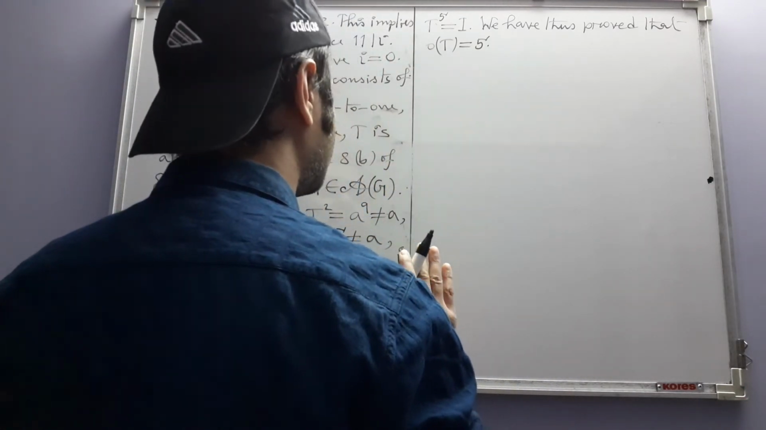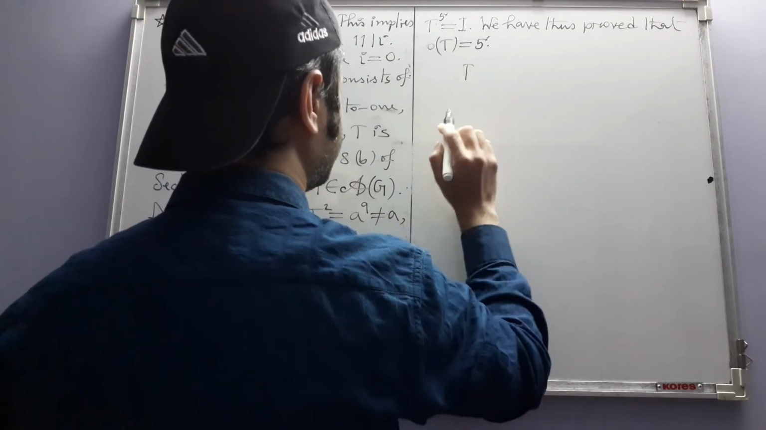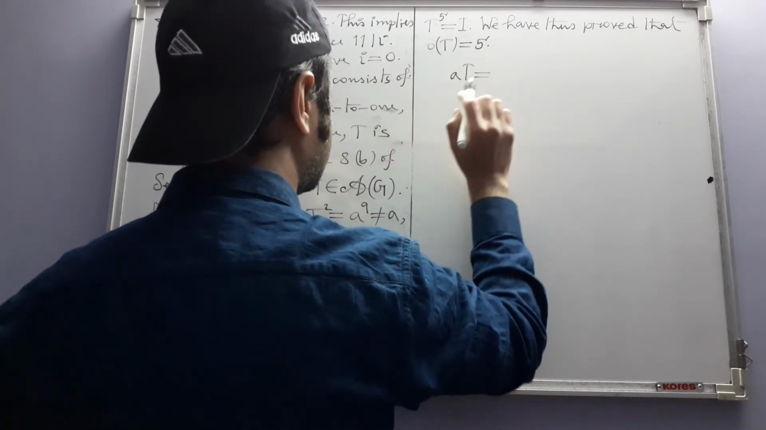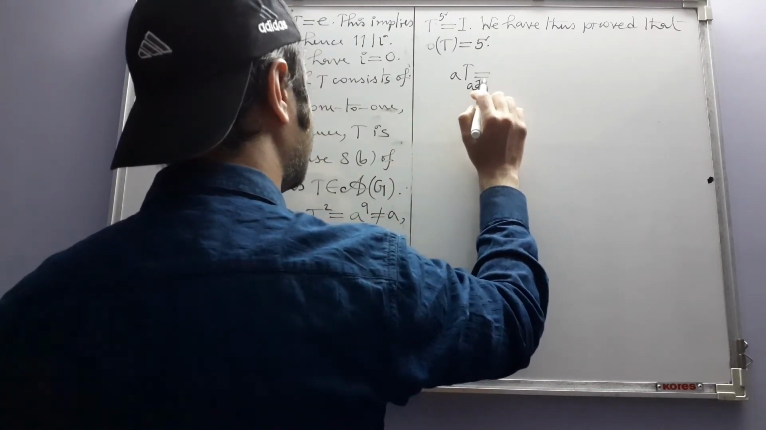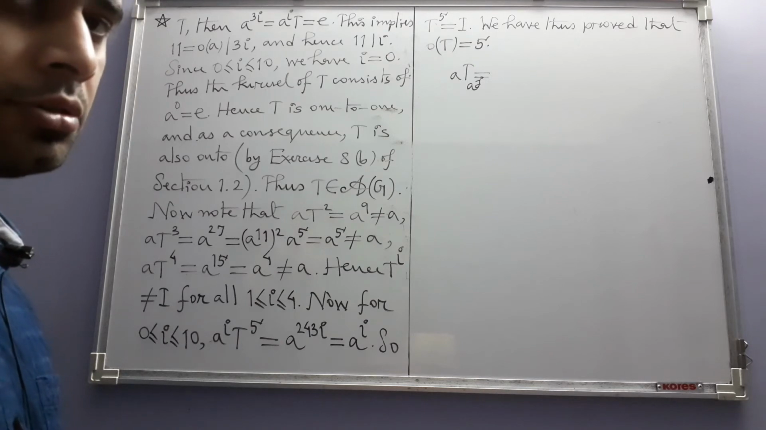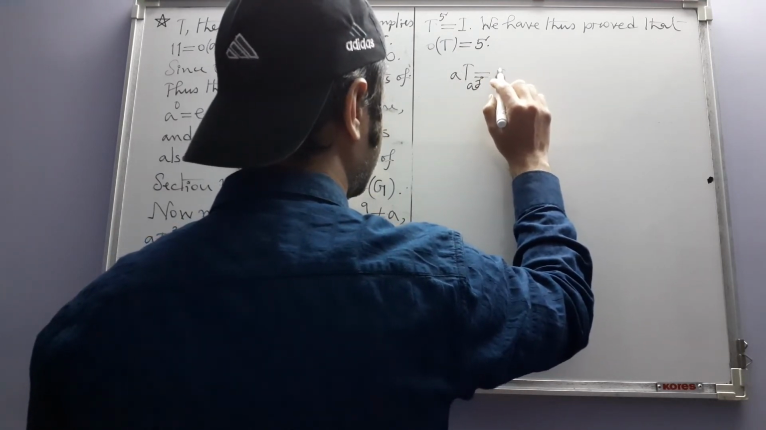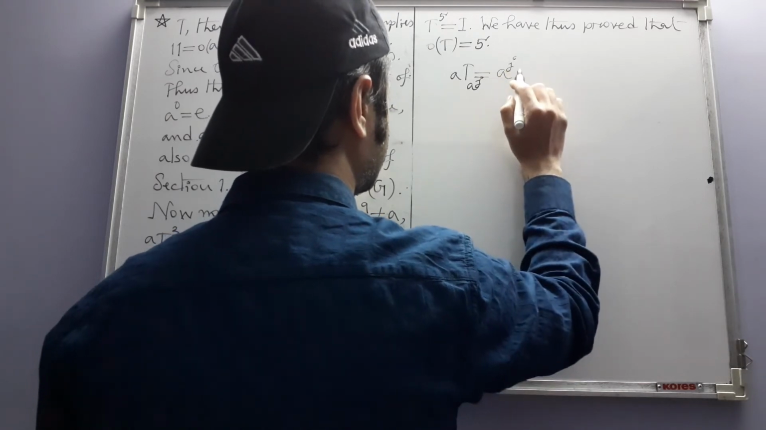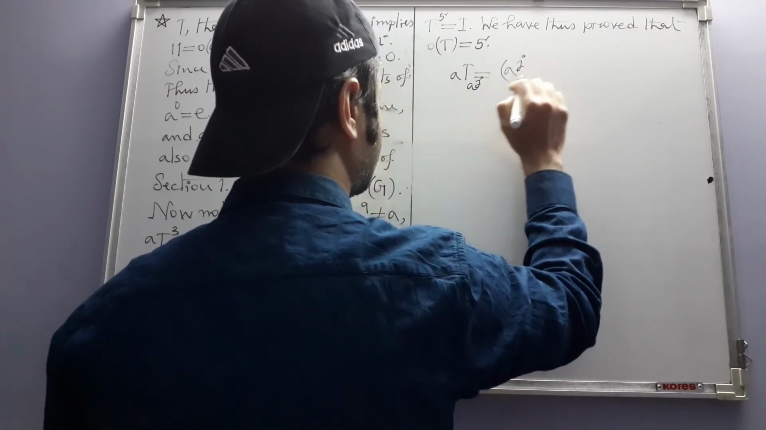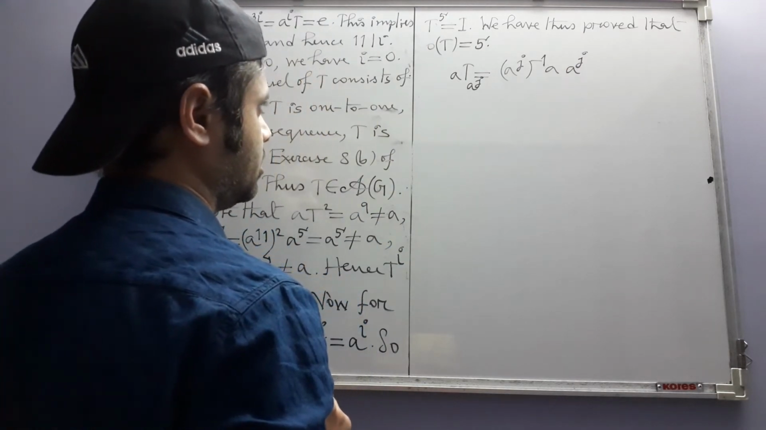Okay, showing that this automorphism is not an inner automorphism means what? If it's an inner automorphism, then say it is T A to the power J. Say it's the inner automorphism corresponding to A to the power J. It should correspond to some element of the group. Then, by the definition, this will be equal to A to the power J inverse A A to the power J.